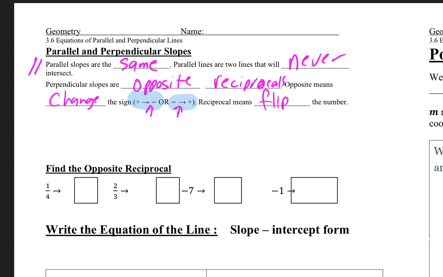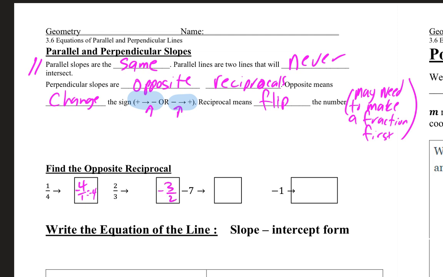But remember, we may need to make a fraction first. So let's keep that in mind. So instead of positive 1 over 4, it's going to be negative 4 over 1, or just negative 4. Instead of positive 2 over 3, it's going to be negative 3 over 2.